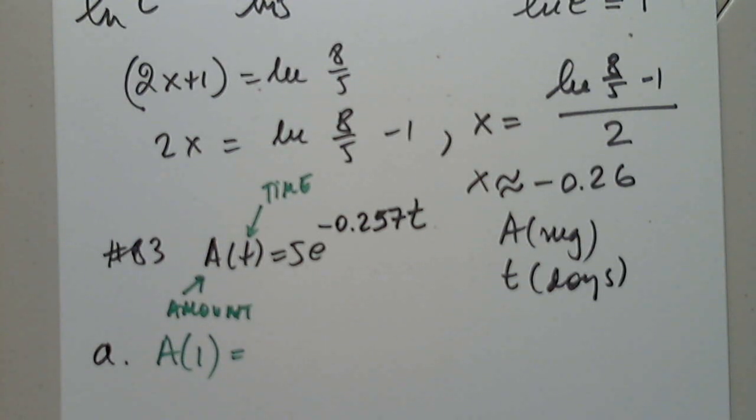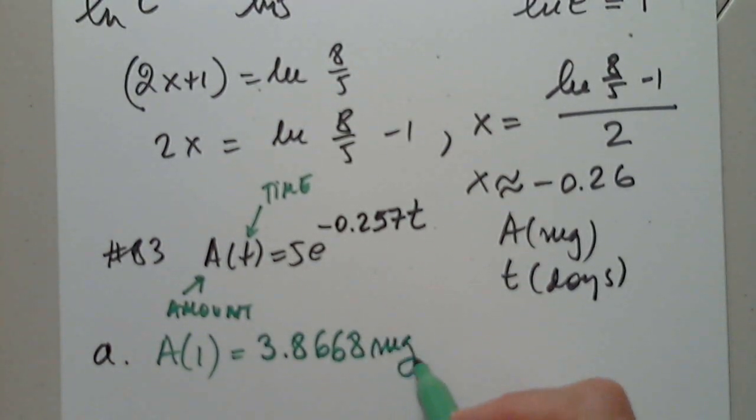Back to the graphing calculator. Here it is. So I have 5 e to power negative 0.257 times 1, close, and this is it. So after 1 day, the initial 5 milligrams will turn into 3.8668 milligrams. Perfect.